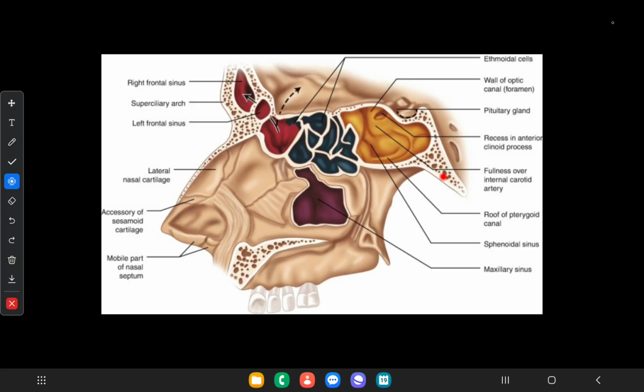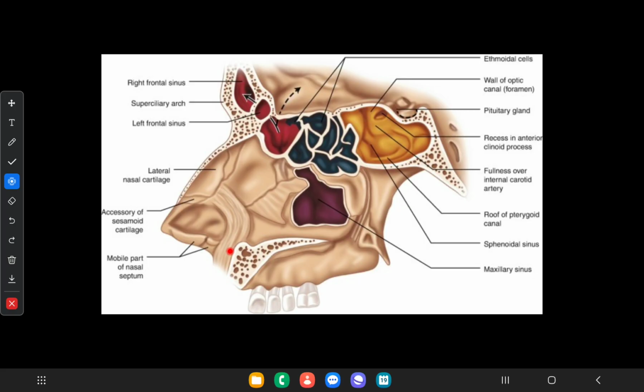The other one is called the Caldwell-Luc operation. The upper lip is retracted upwards, like here, and the angle of the mouth is retracted laterally. An incision is placed in the mucous membrane and periosteum covering the canine fossa. This exposes the anterior wall of the sinus closer to the floor. An artificial opening is created here to drain pus.